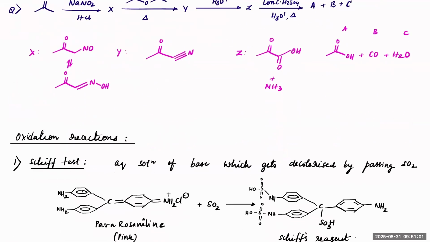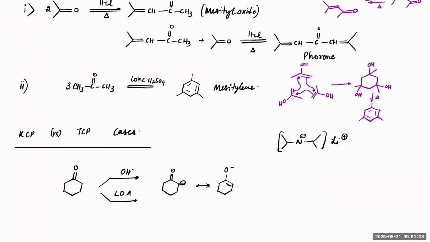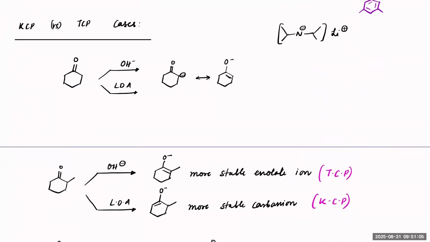Right. Okay. Now there is one case you need to understand. What is KCP versus TCP? Kinetically controlled products versus thermodynamically controlled products. Suppose you have a ketone reacting in the presence of base, you know that this is the enolate forming. Generally, tautomerism happens with an enolate form.